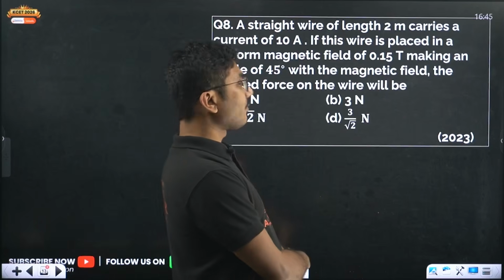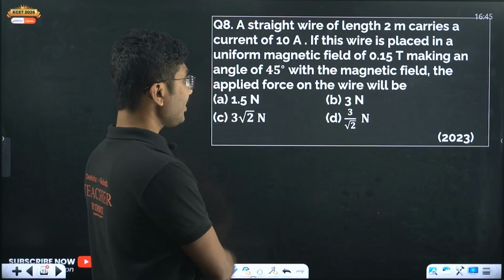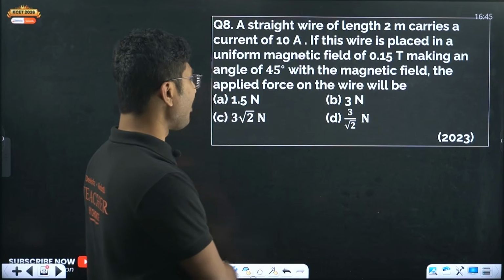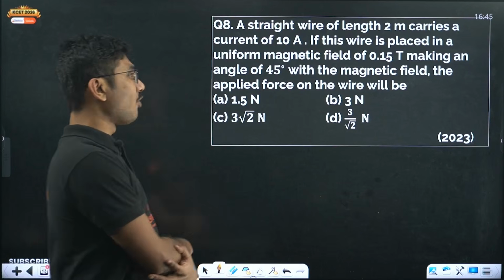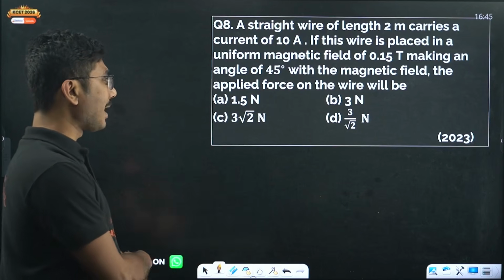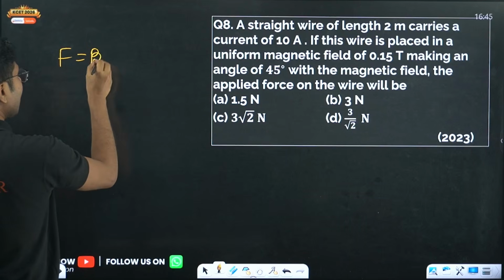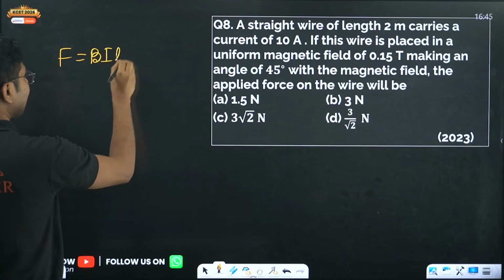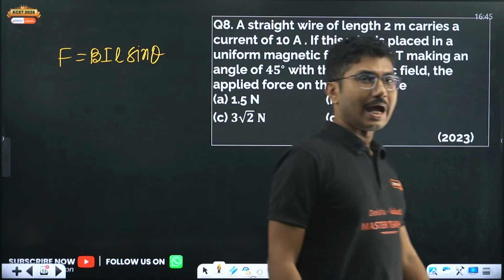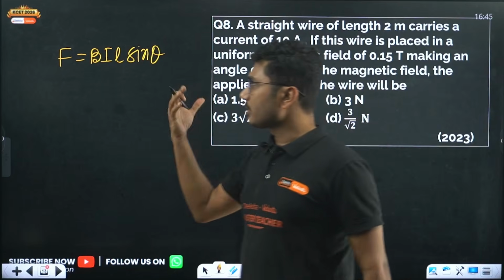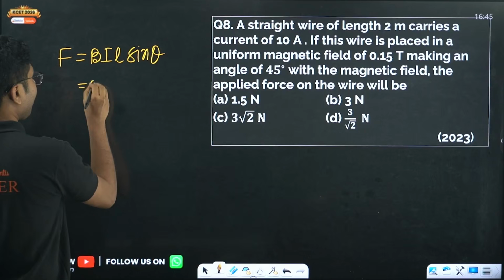A straight wire of length 2 meter carries a current of 10 ampere. If this wire is placed in a uniform magnetic field of 0.15 Tesla, making an angle 45 degree with the magnetic field, the applied force on the wire will be. So force acting on a current carrying wire, I just said in the first question also, it is BIL sin theta, IL cross B. So that cross goes away when the angle is given. So B is 0.15.